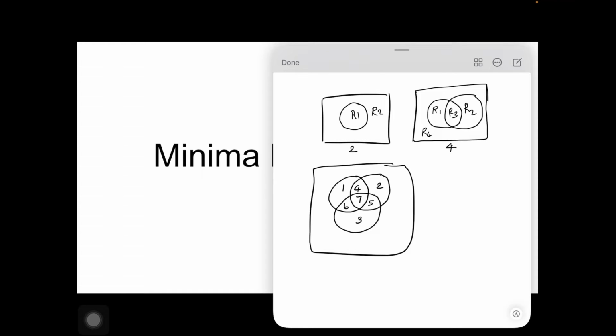Now what about this 7th region? This 7th region is common to all three circles, and this 8th region is not common to any of the circles. It's completely outside all three circles. So I can see that there are 8 regions when three circles are involved in a Venn diagram. So the pattern keeps going forward.